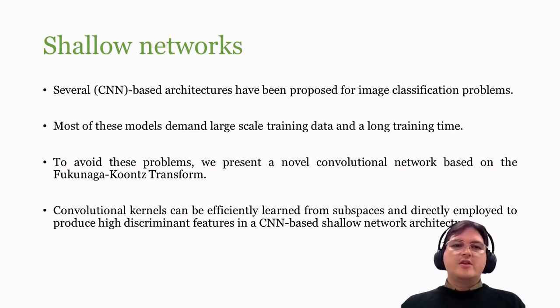So now I introduce shallow networks. We understand the shallow networks are networks that have a very small number of layers. However, they have one advantage, which is that they don't rely on backpropagation. So they are very fast, and we can use low computational resources to train them.